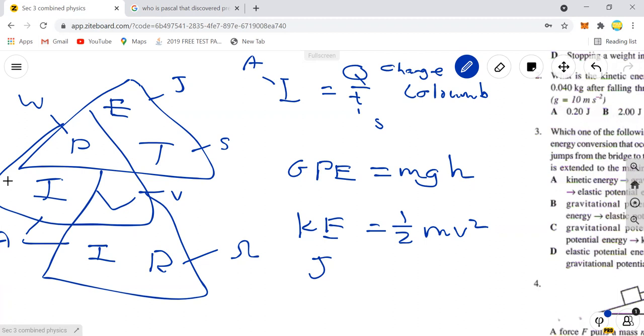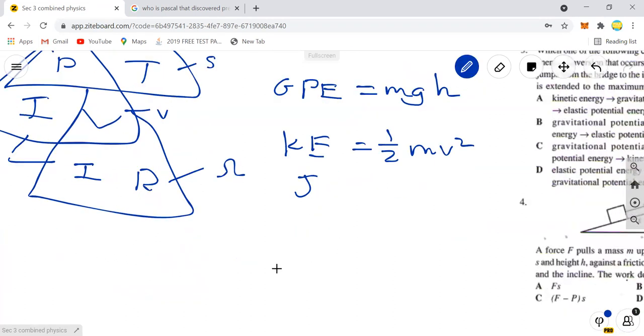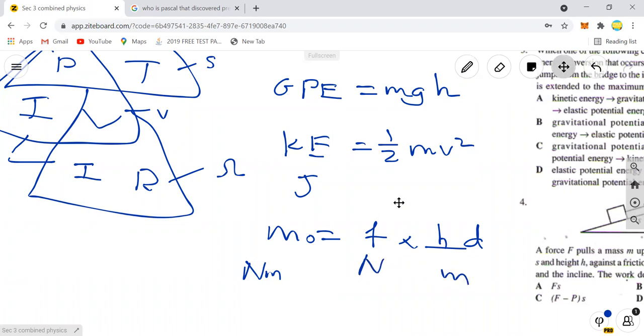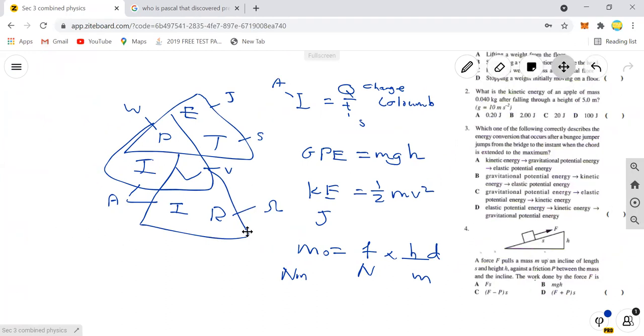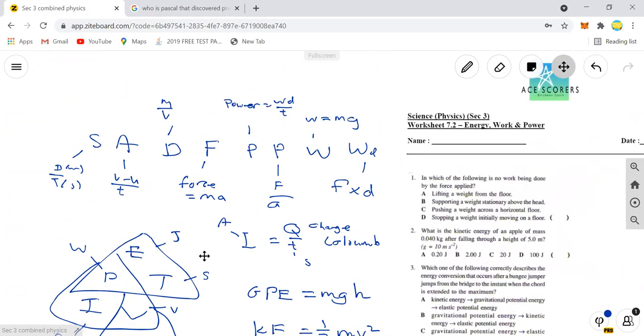Anymore? Actually, there's the moment. What's the formula for moment? Force times perpendicular distance to pivot. So the SI unit for moment is Newton meters, because it's Newton times meters. Actually, there's a few more. Electricity has parallel and series. I didn't go there because we wait until we have it.